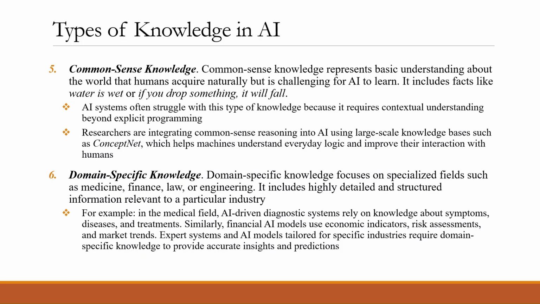Domain-specific knowledge. This one focuses on specific fields such as medicine, finance, law, or engineering. It includes highly detailed and structured information relevant to a particular industry. For example, in the medical field, artificial intelligence-driven diagnostic systems rely on knowledge about symptoms, diseases, and treatments. Similarly, financial artificial intelligence models use economic indicators, risk assessments, and market trends. Expert systems and artificial intelligence models tailored for specific industries require domain-specific knowledge to provide accurate insights and predictions.